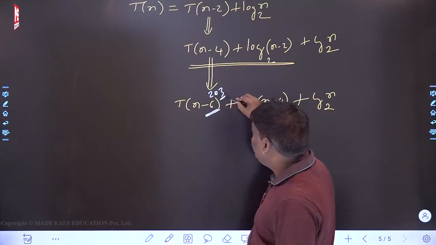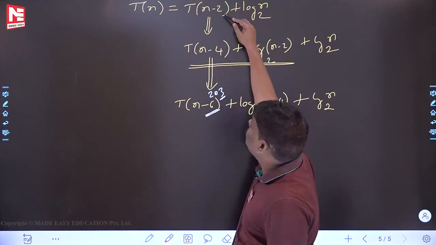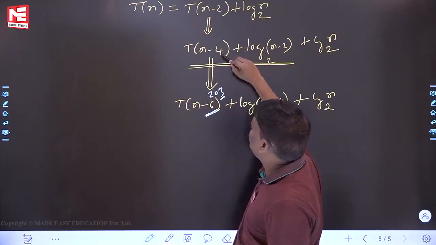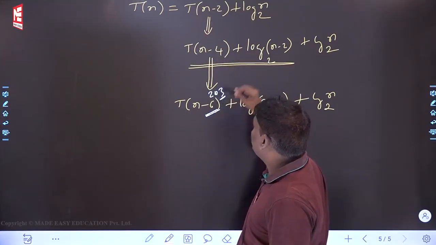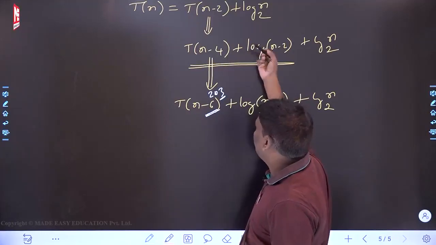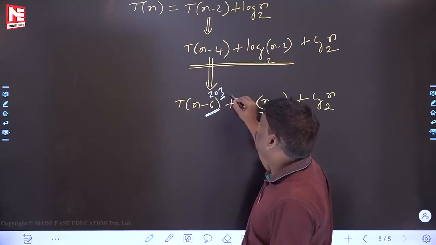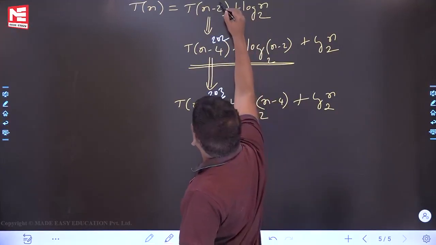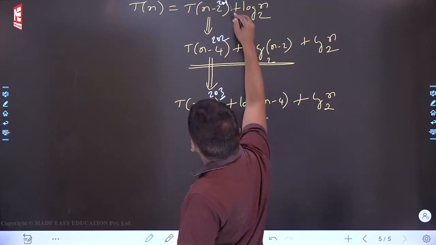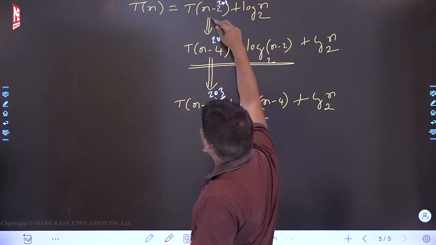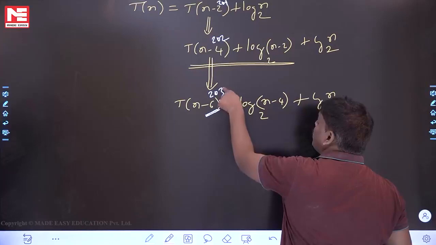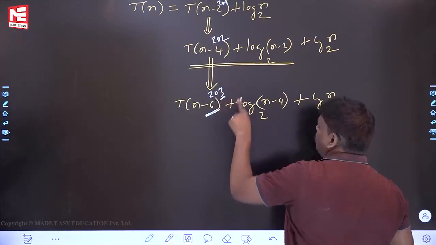And one more, why 2 into? Because every time you are subtracting double. First time 2 subtracted, second time 4 subtracted, third time 6 subtracted. What does it mean? Every time 2 is subtracted, so double came. 3 times you have done, 6 came, 2 into 3. 2 times you have done, 2 into 2, 4 came. 1 time you have done, 2 into 1. You got double because every time you are subtracting double. That is the reason. 3 times I have done, in terms of 3, 2 into 3. And one more.